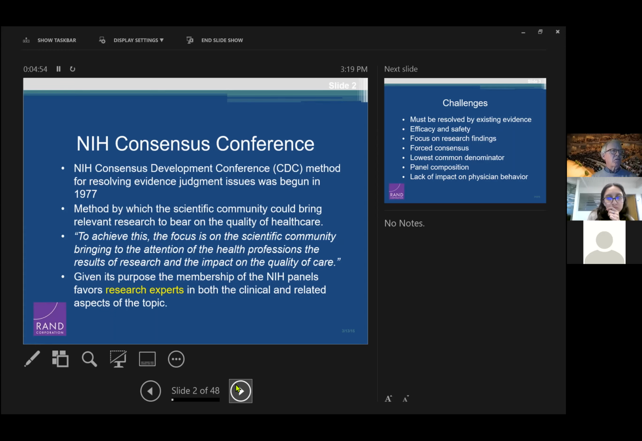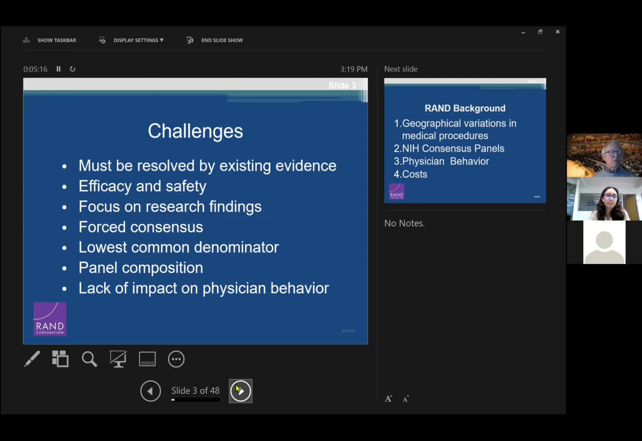And so the thing about the NIH Consensus Conference was that they were scientifically based, and most weight was given to the scientists, not to the clinicians, right? So its purpose was actually to try and make sure that what was being practiced, particularly in medicine, actually was scientifically sound. Now here's what was wrong with it.